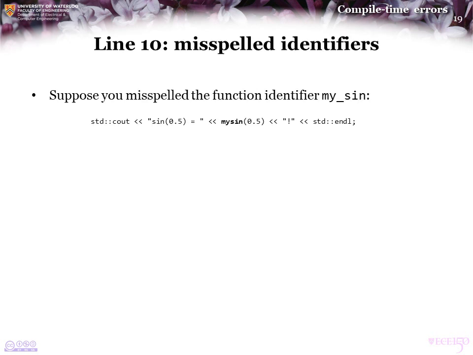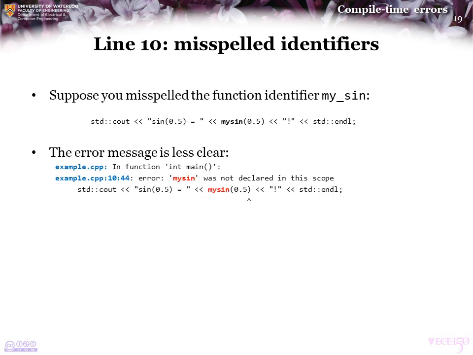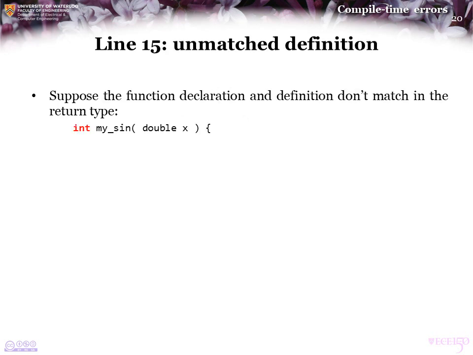Now, suppose that you misspelled the name of a function, such as mySign. So in this case, the error message is a little bit less clear. It says mySign was not declared in this scope. It doesn't say you made a mistake. It's saying you have not yet declared this. Basically, the issue, however, is that the compiler does not know what mySign is, and it's not going to try to guess that you actually meant my_sign.